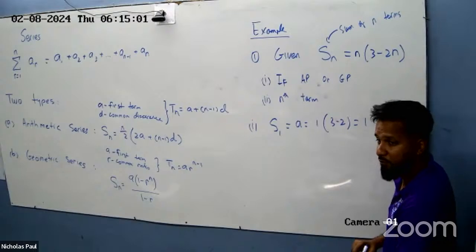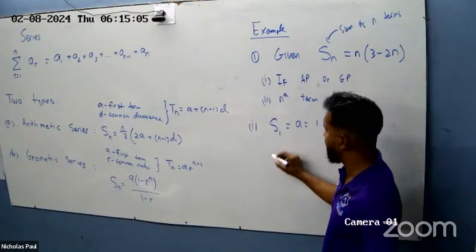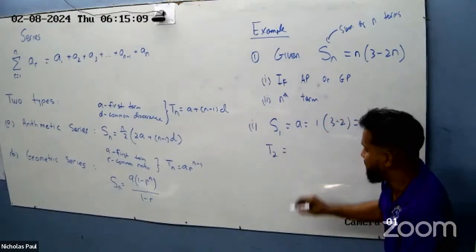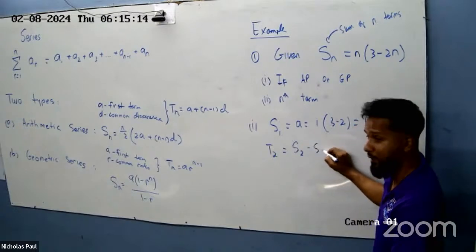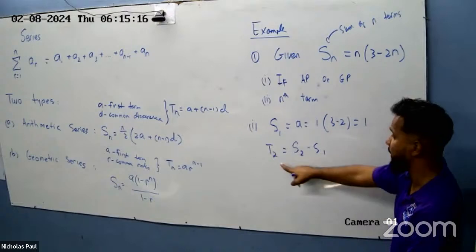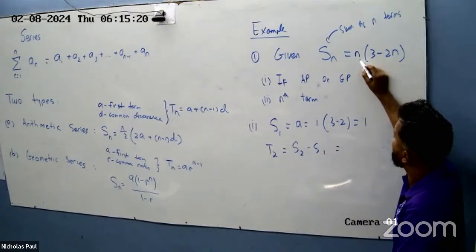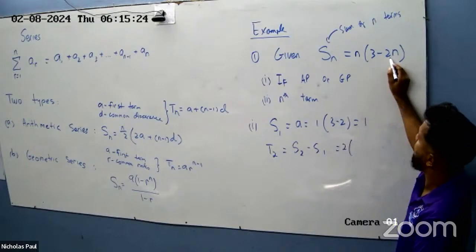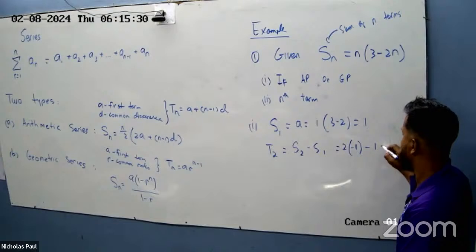That's okay? So we know what A is. How can we get the second term? S2 minus S1 will give you the second term. Right? So what is S2? S2 will be 2 by minus 1 minus 1. Minus 3.